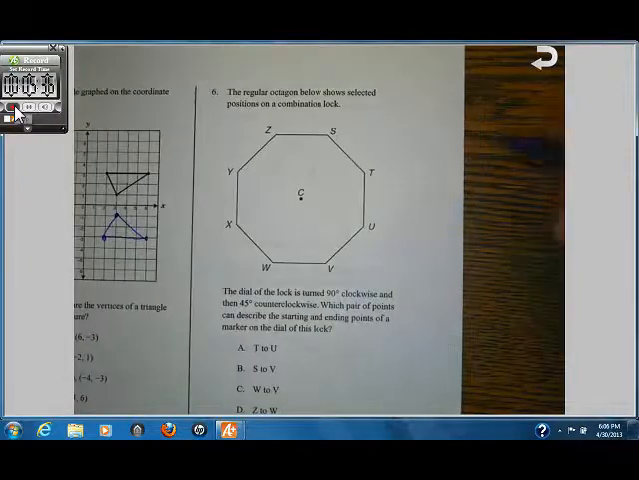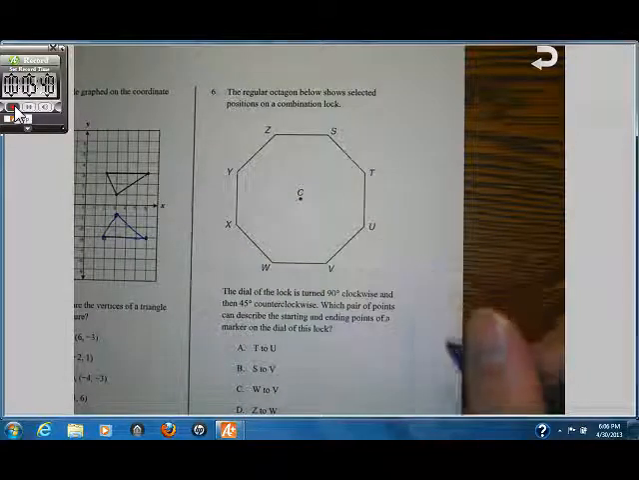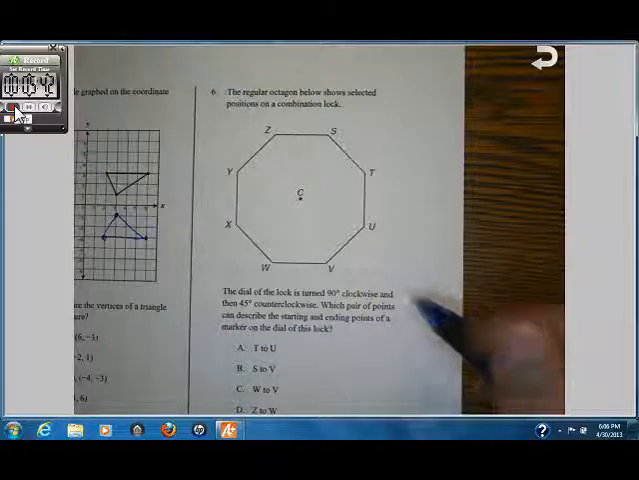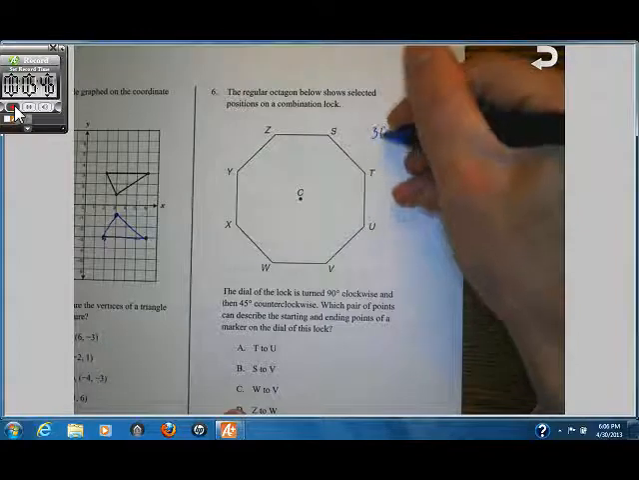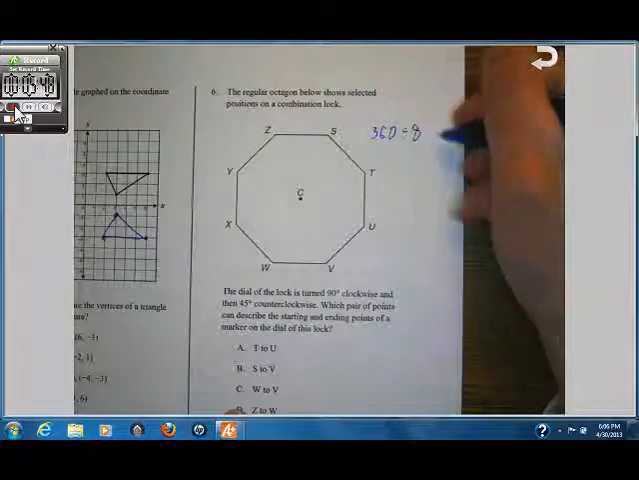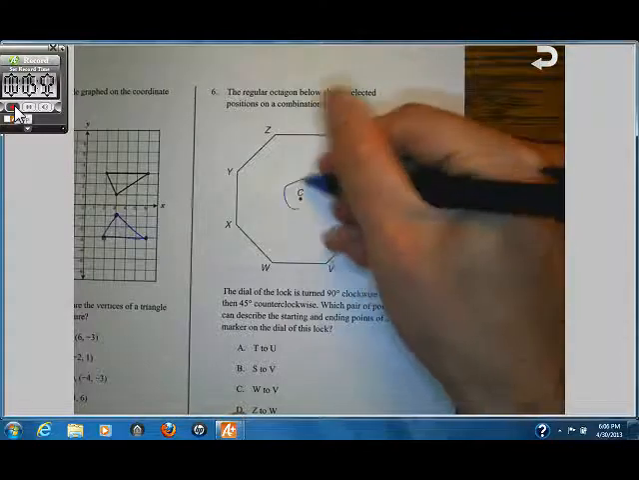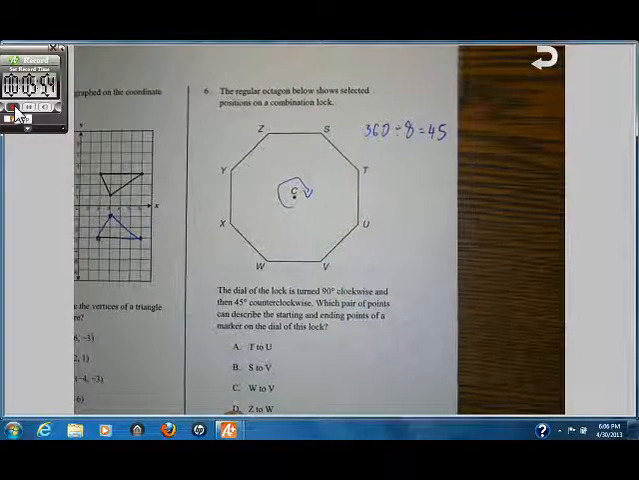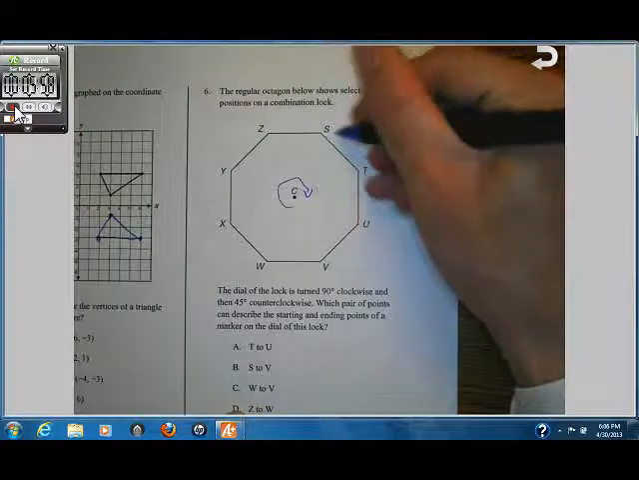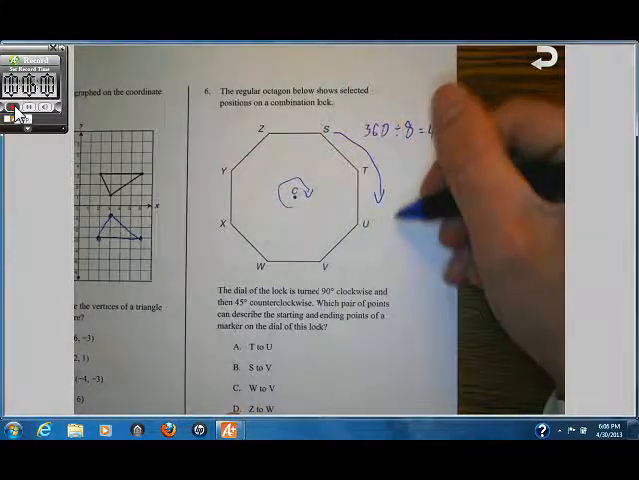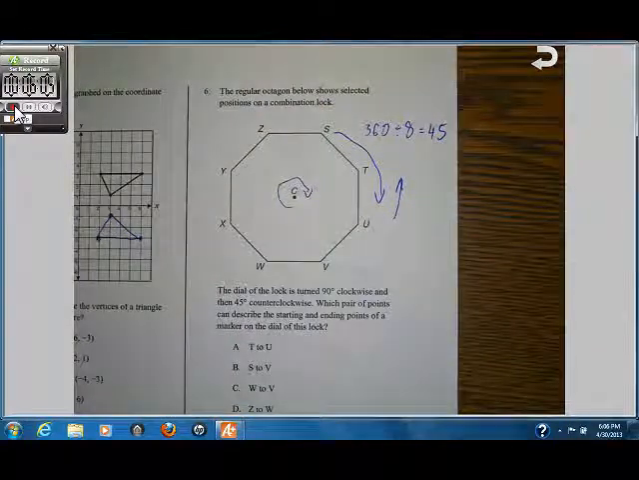Remember, the sum of the angles will add up to 360. So 360 divided by 8 is equal to 45. So every 45-degree turn on the center is basically 1 click. So I'm turning it 90 degrees, or rather 2 clicks clockwise and then 1 click counterclockwise. And so really, you're looking at the points where you have a net change of 1 click, if you will.